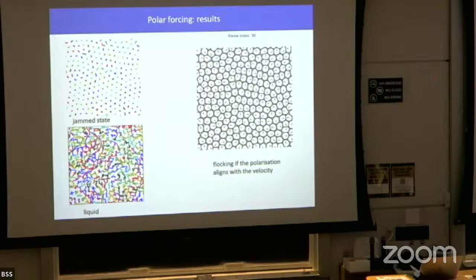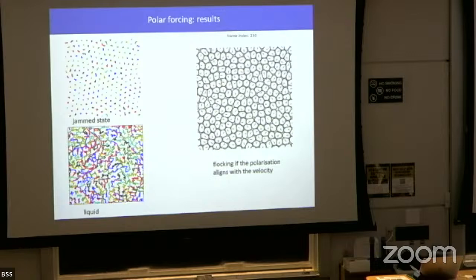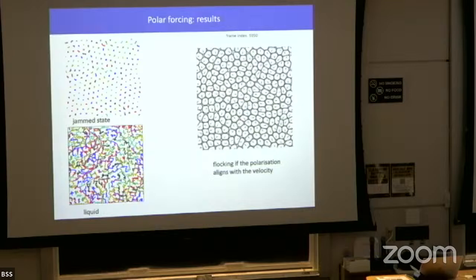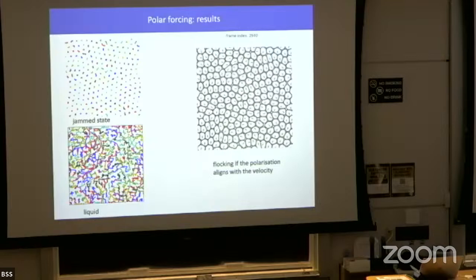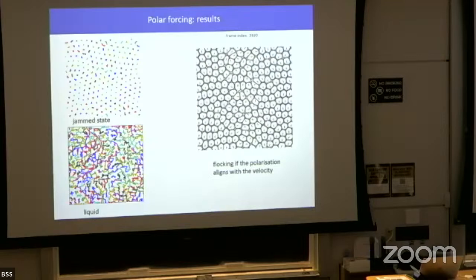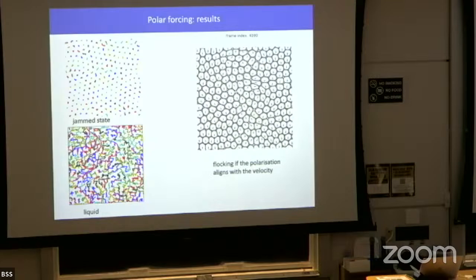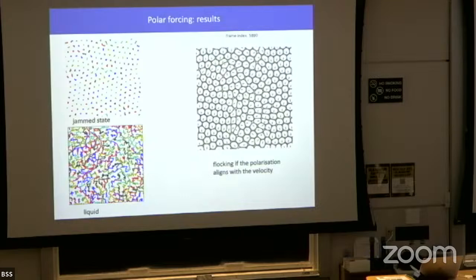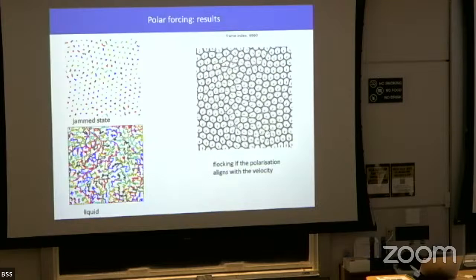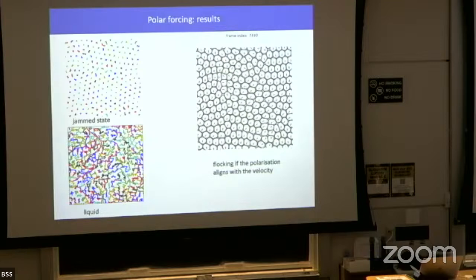So what I'm plotting here is just the center of mass of each cell, right? And they're not going anywhere here. You can get a liquid state where the centers move relative to each other. And you can get a state where these things organize and flock, but only if the polarization aligns with the velocity. If you have it random, or if you have it aligning with the cell shape, right, you don't get flocking. But if it aligns with the velocity, you do get the flocking state. This is very like Vicsek physics, Vicsek's model physics.